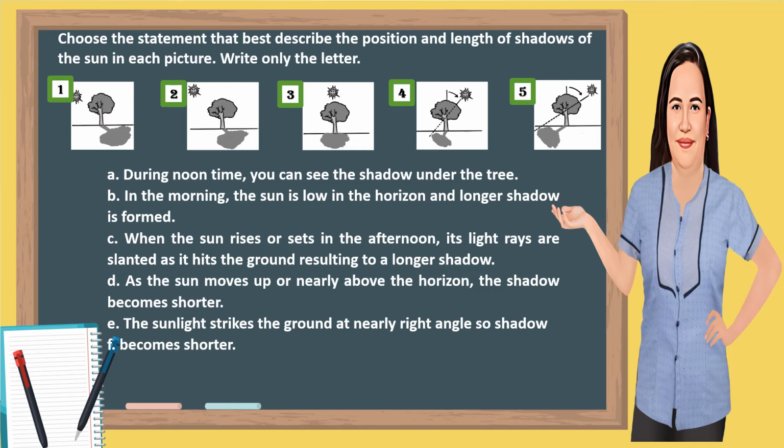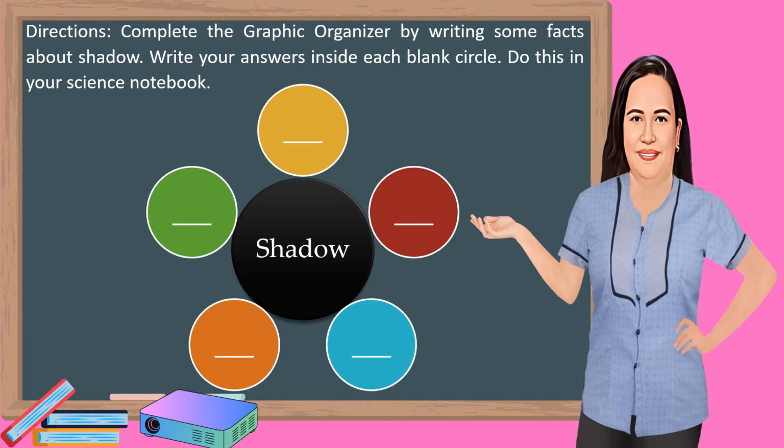Let's have another activity. Choose the statement that best describes the position and length of shadows of the sun in each picture. Write only the letter of your answer. Let's have another activity using the graphic organizer. Directions: Complete the graphic organizer by writing some facts about shadow. Write your answers inside each blank circle. Do this in your notebook.